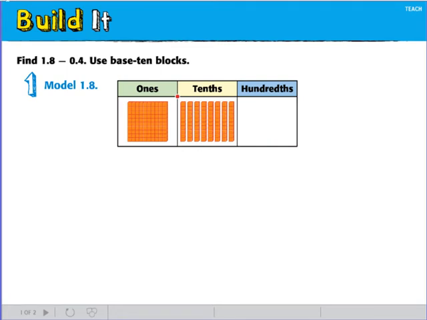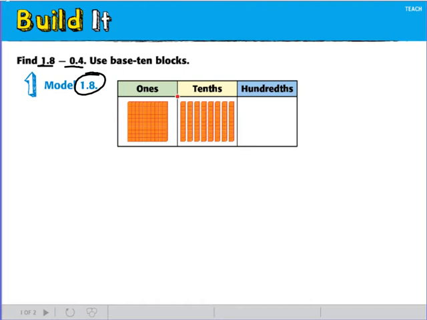Now what we're going to do is learn how to do this with base 10 blocks. I think it is much easier to subtract using base 10 blocks than it is to add base 10 blocks. Here's the reason why. I'm going to model 1 8/10, because I have 1 8/10 subtract 4/10. Once it's modeled, all I have to do is go through and take out the other number.